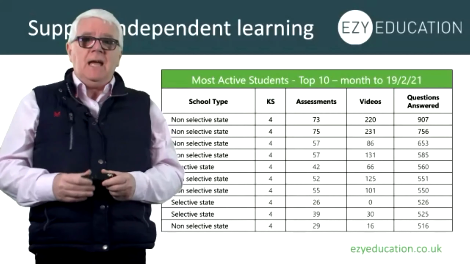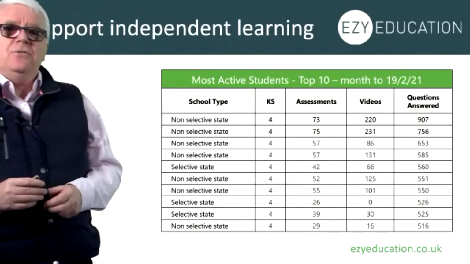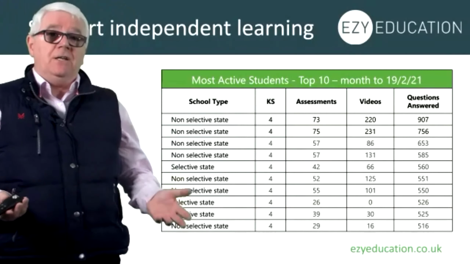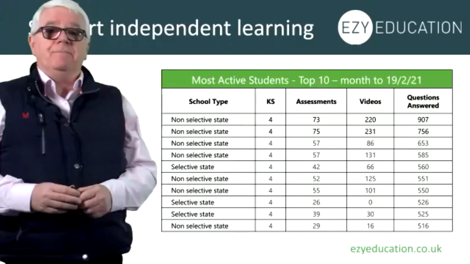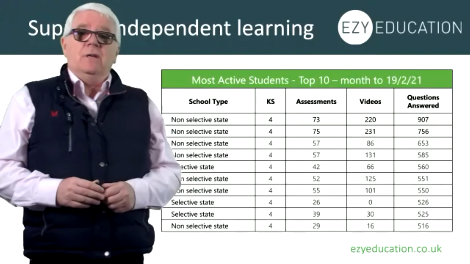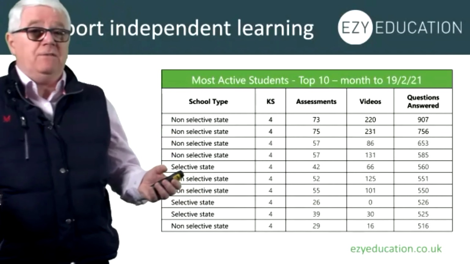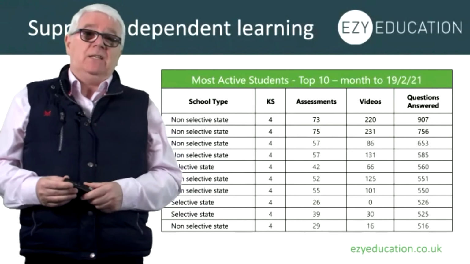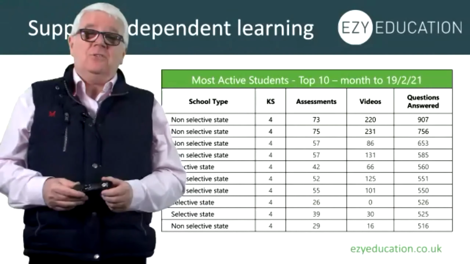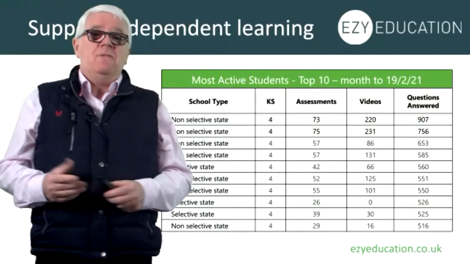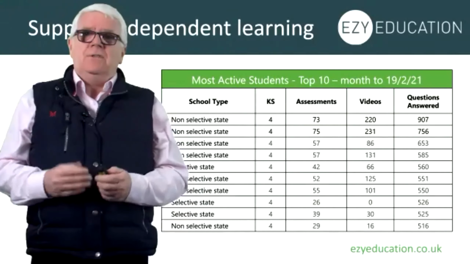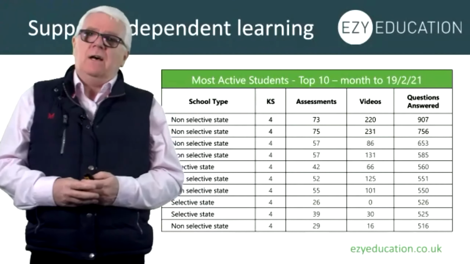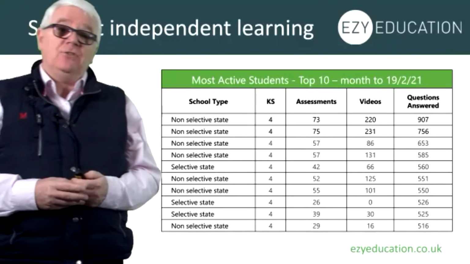And this is showing you the 10 most active students on our platform in the month to the 19th of February this year. And it's quite incredible how, and we're talking about 14, 15-year-olds here, who have been achieving incredible levels of activity. And you can see there, there's a lot of students who did more than 50 assessments in a month. And that's what can be achieved if you get all elements of this particular intervention right.